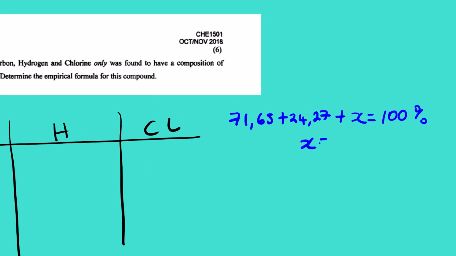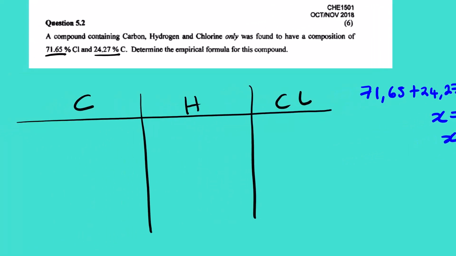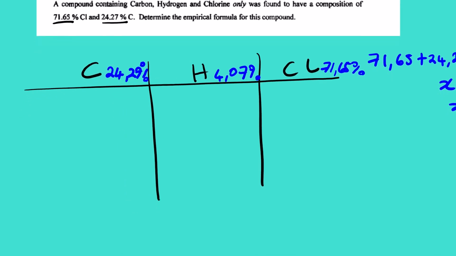So solving for x, we have x is equal to 100 minus 71.65 minus 24.27. We are going to get our x as 4.08%. So we actually have 4.07% of hydrogen. We have 71.65% of chlorine. Then we have 24.27% of carbon.